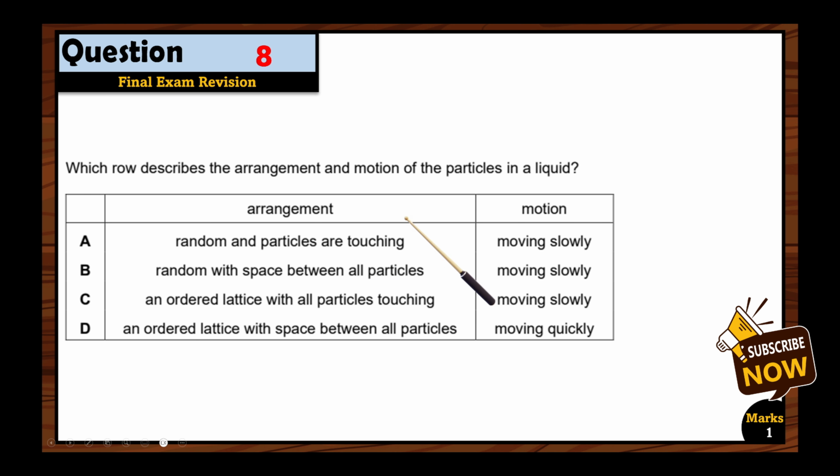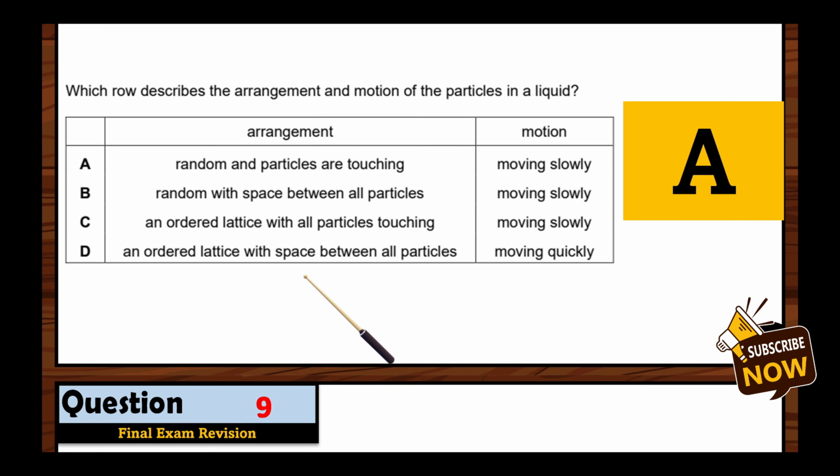Question number 8. Which row describes the arrangement and motion of particles in a liquid? In liquid, we always have random arrangement of the particles. We can see clearly in A and B, we find the word random. Now, is there a space between particles? No, the particles are usually touching. In liquids, the particles are touching, but in gases, the particles are far apart. So option A is right. And the motion is slow in liquids. So option A is correct.